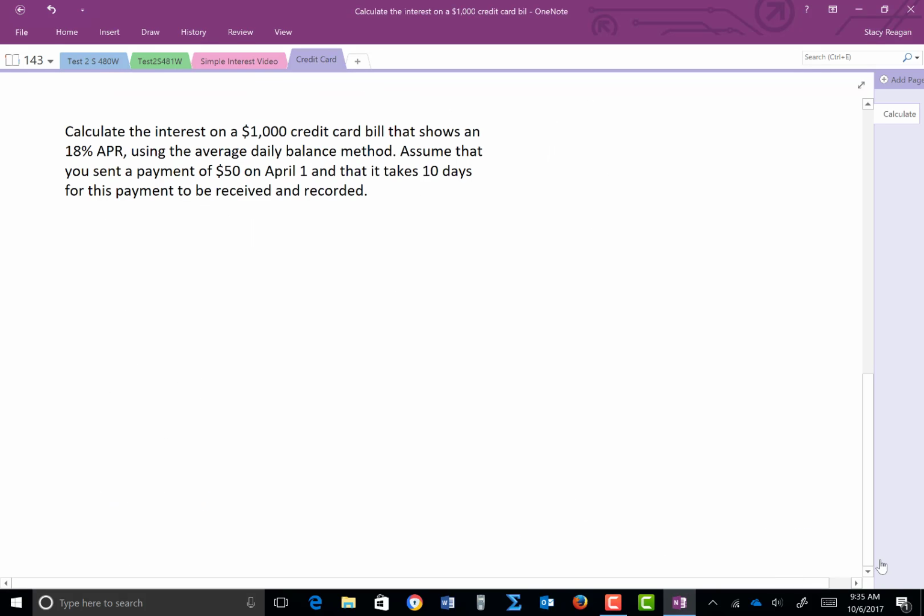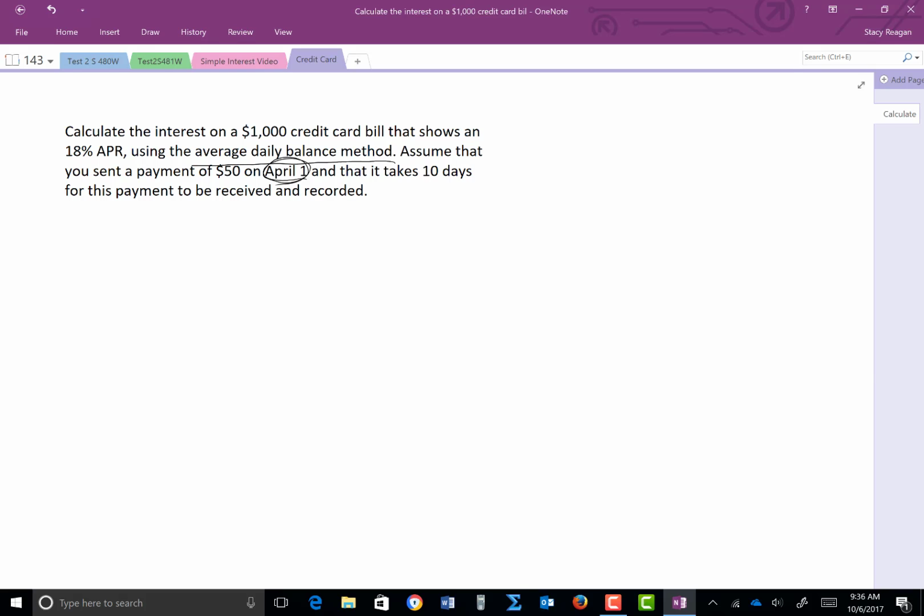This one is probably the hardest method, and unfortunately this is usually the kind that the credit card companies will use. This one is called the average daily balance method. Notice this is the same problem that we've had for all the others. It's just changed the method. For the average daily balance, you have to look at what your balance is for every single day of the month. So you have to know how many days there are in the month. April has 30 days in it. So we are looking at 30 days for this credit card bill.